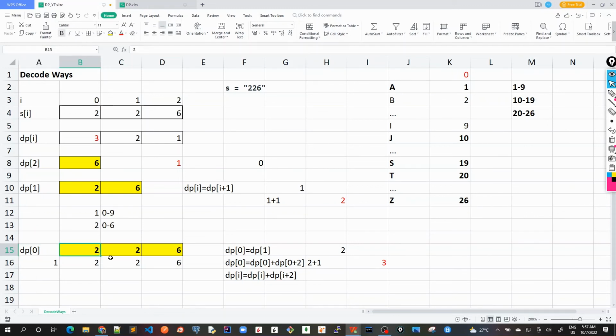The individual 2 is valid between 1 to 9. That's why we started with dp of 0 equal to dp of 1 using this formula, and we got 2 as a base case. And then we checked for 2 and 2, and we found that 2 and 2 are also in the valid range between 20 to 26. So that's why we came up with this generalized formula that whatever we have calculated here, if it is a valid case, then it would be dp of 0, which we already calculated here, plus dp of 0 plus 2, which is this one, which we have already calculated here. And then we came up with this formula as well.